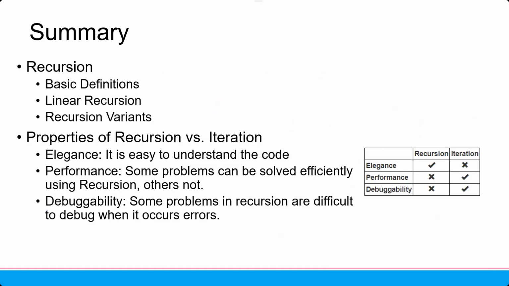Okay, so this is the end of the recursion. You learned about the basic definition, the linear recursion, and some recursion variants, which are the tail recursion and the binary recursion. I skipped the multiple recursion, which means we can have more than one, or sometimes more than two recursive calls.